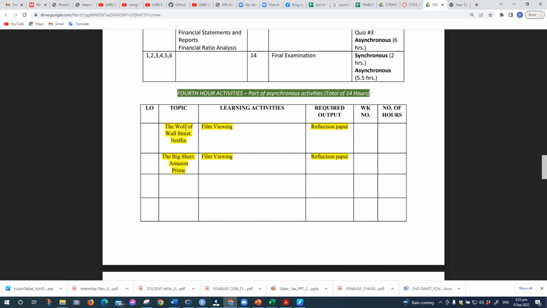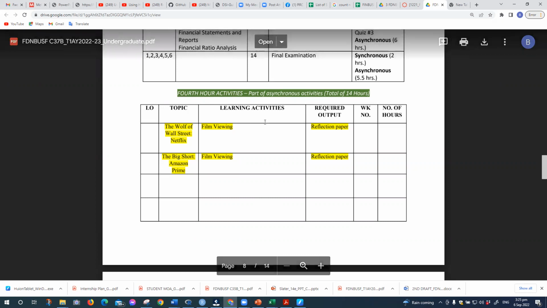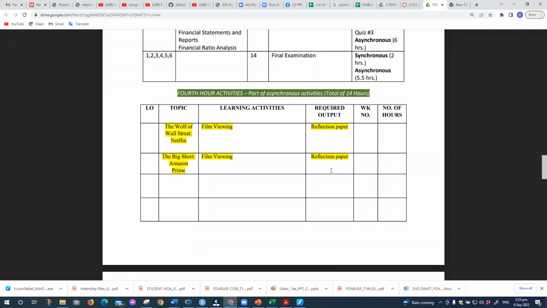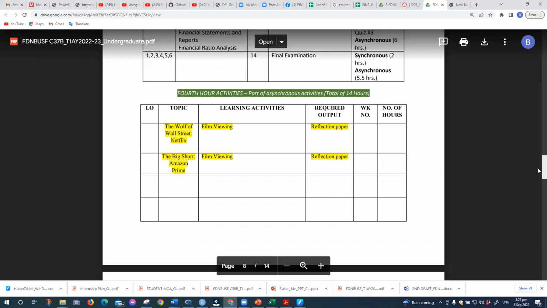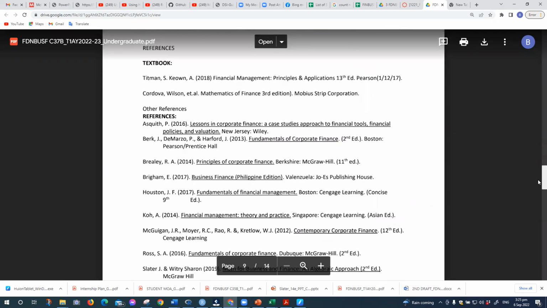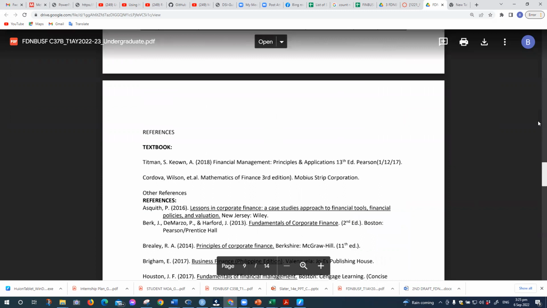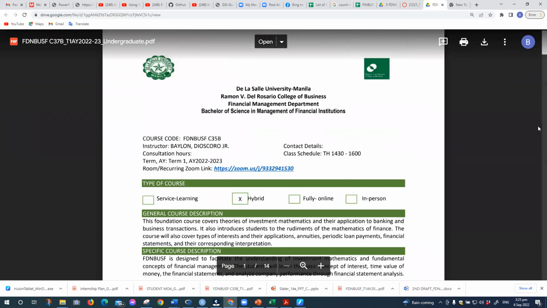And meron pa nga may isa pa to, no? Hindi ko pa nalagay. Yung Trading Places, maybe, or The Corporation. Okay, so it's either The Corporation or Trading Places, which will be part of your 4th hour activities. There is a required output for that. You have to watch that and show proof that you watched it, and then a reflection paper. Okay. All right. So below are the references. Okay. Let me pause for a while.